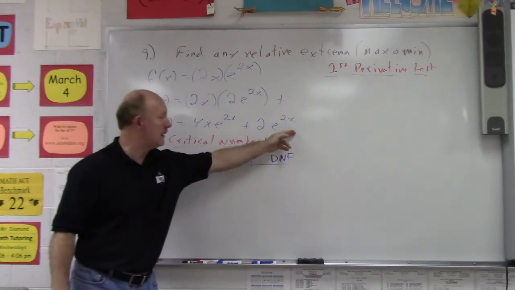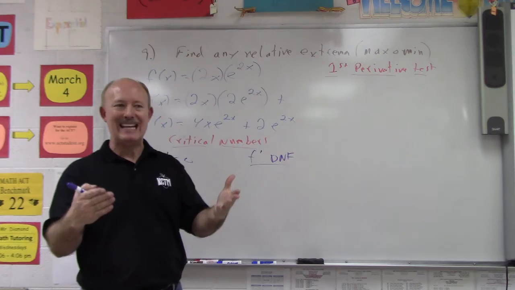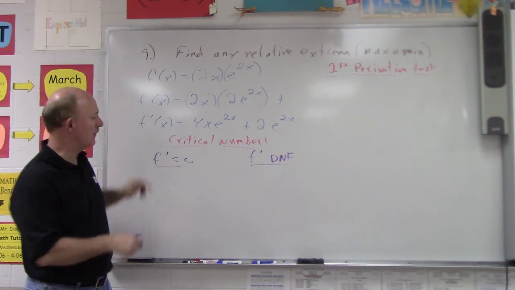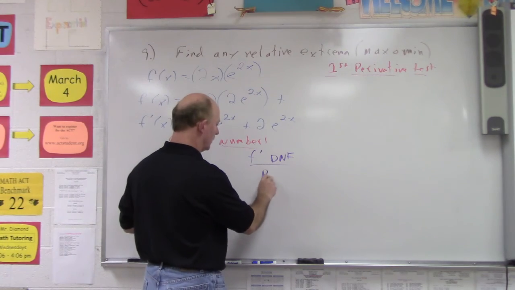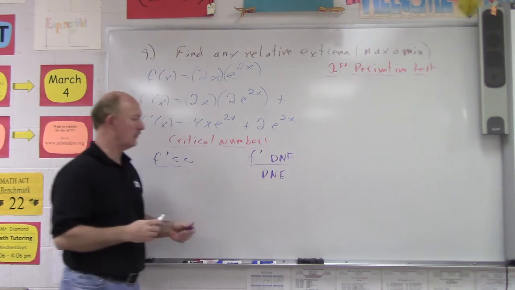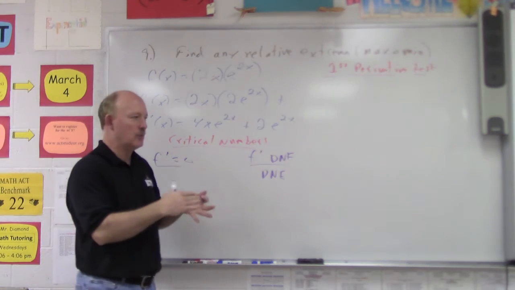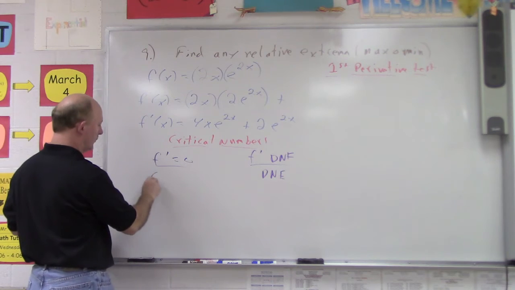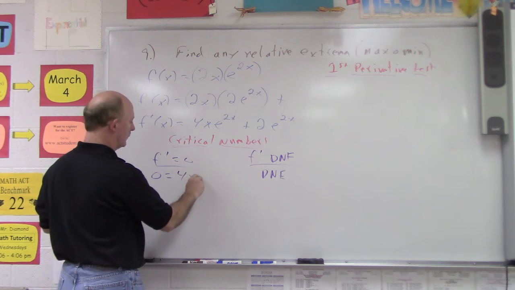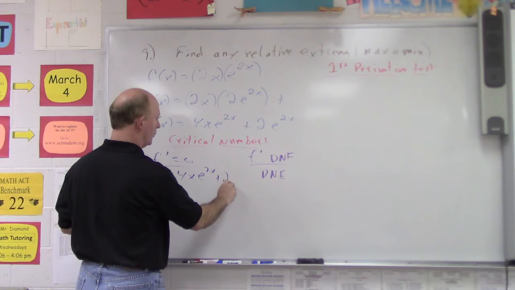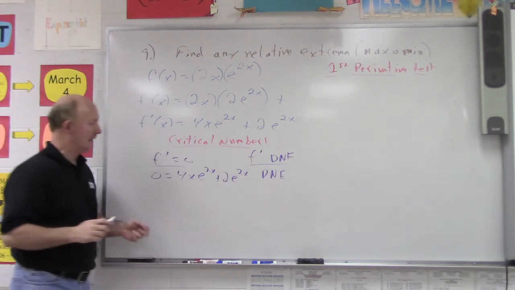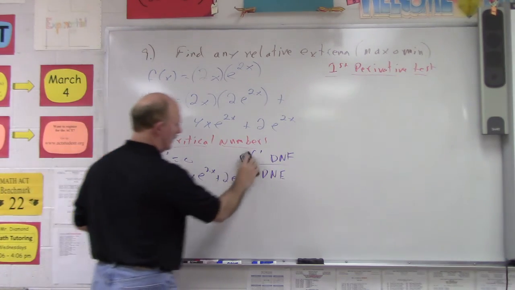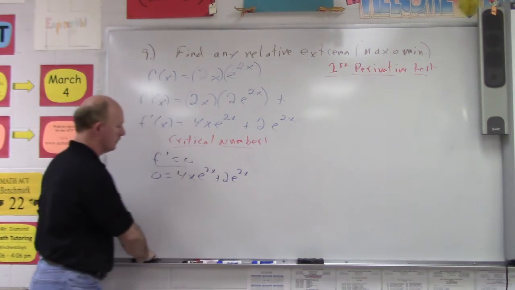Now, looking at the derivative here, there are no fractions. This is really an e function when you look at the first derivative. So there are no places where the derivative does not exist. It's continuous everywhere. But we should be able to find some zeros here. So we have 0 equals 4x e to the 2x plus 2 e to the 2x. Set the derivative equal to 0 and let's see if we can find any zeros of the derivative.